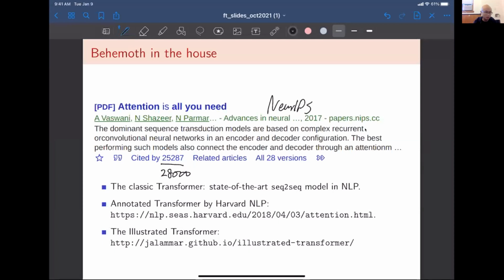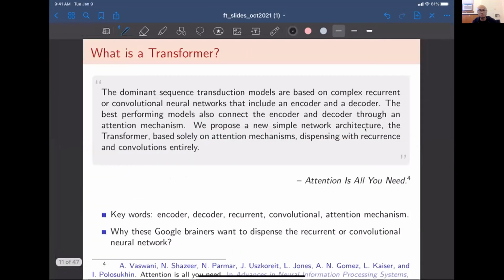So except for testing or comparison purposes. Let me spend a few minutes briefly introducing what a transformer is. This figure I copied from the Attention Is All You Need paper.